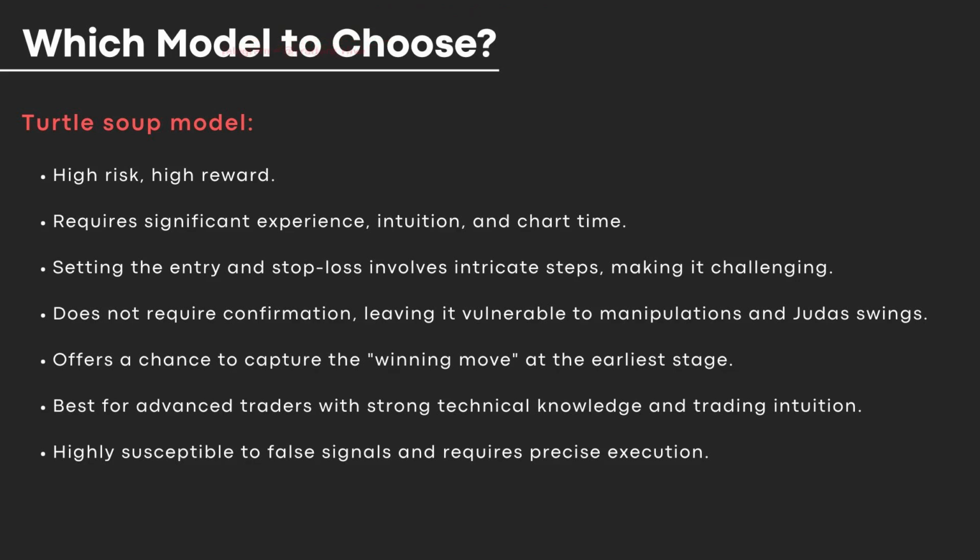risk, high reward. We know that the Turtle Soup model is all about precision and accuracy. And with this model, you are stepping into the market at the earliest possible stage of a reversal, right when the market purges liquidity and starts moving in the opposite direction. And because you are catching the move so early, the reward potential is huge, but so is the risk potential.